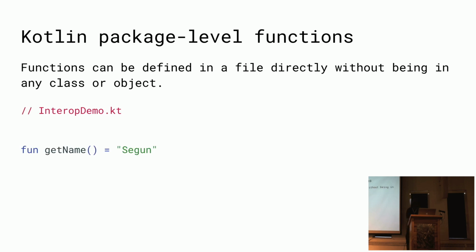I'm going to start with the package level functions. You know, in Kotlin, you don't have to have a function in a class. You can have a function just in a file, which I think is really nice. So we have this InterruptDemo.kt file, and we have the function getName that returns my really nice name. And we call this code from Java. What happens is that we're not able to find InterruptDemo as a class. Instead, we find InterruptDemoKt as a class. So to access this method, we have to do InterruptDemoKt.getName, which is a bit ugly, I would say.